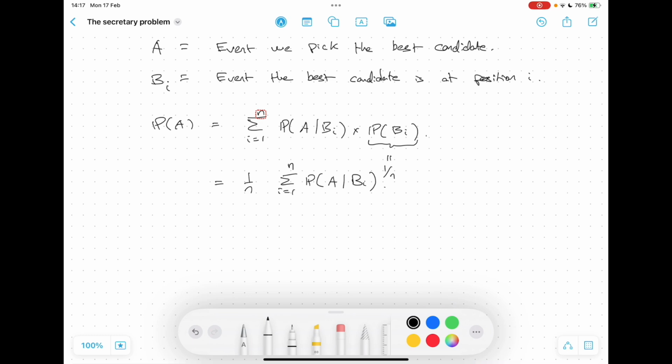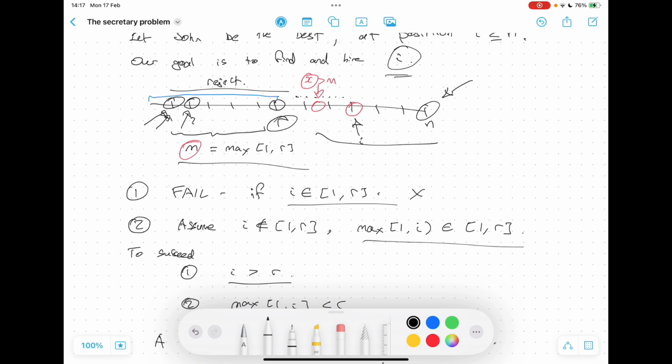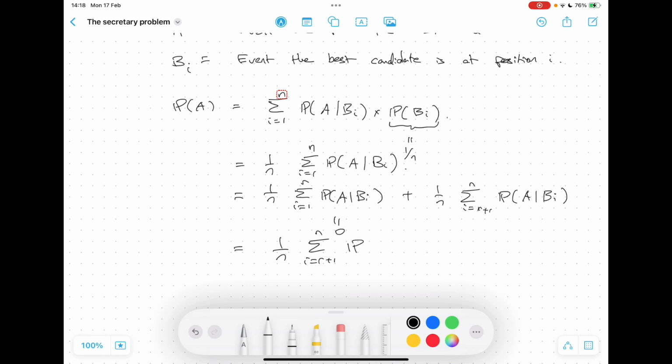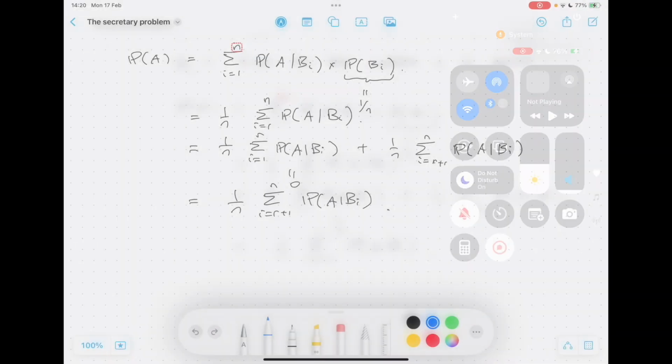Now, from our tactic, we can see that we are going to reject every single one of these candidates. So if this candidate I is within 1 and R, he's going to be rejected, unfortunately. Let me write it down clearly: the sum from I equals 1 to R of the probability of A given BI. I'm just splitting the sums at the moment. Plus the sum from I equals R plus 1 to N of the probability of A given BI, right? The first part is equal to 0, simply by definition of our tactic. So we are left with 1 over N times the sum from I equals R plus 1 to N of P(A given BI).